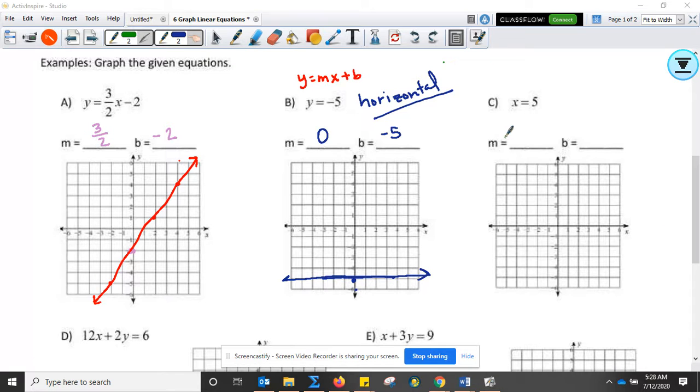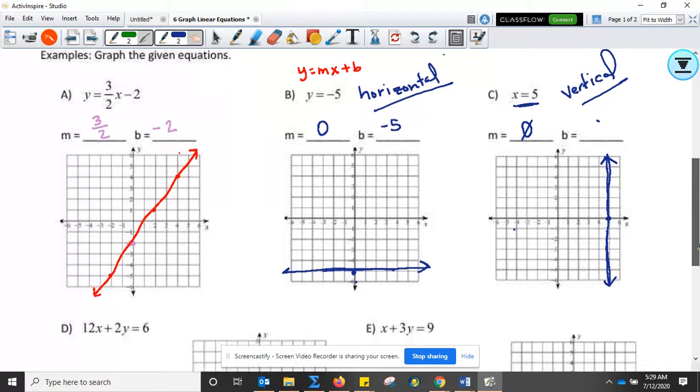Okay, now for C, my slope, I don't have one, so it's undefined. And my b is going to be my y-intercept. I don't have that either. Okay, so anytime you have x equals, it's going to be a vertical line. And it's going to go through that number at x equals 5. 1, 2, 3, 4, 5. And it's going to be a vertical line. So it's going to go straight up and down. All right. And that's the graph of that line.